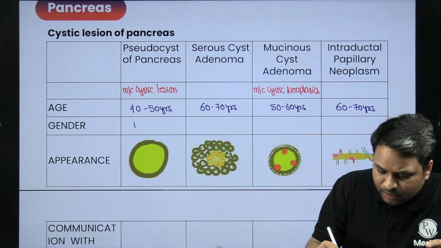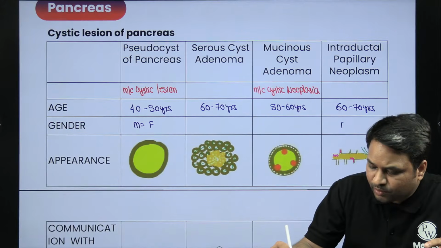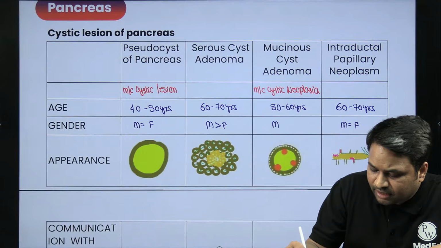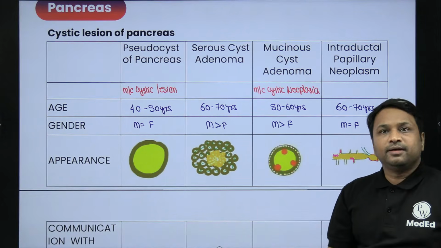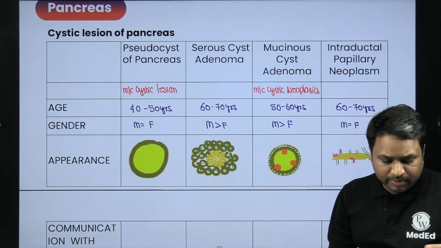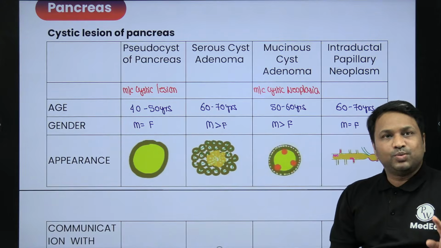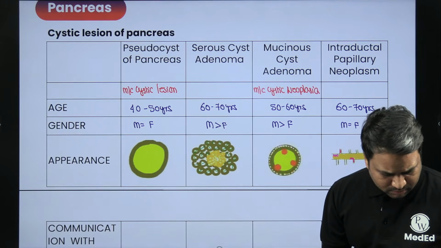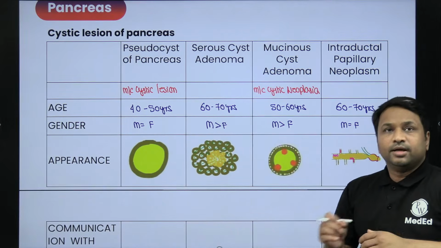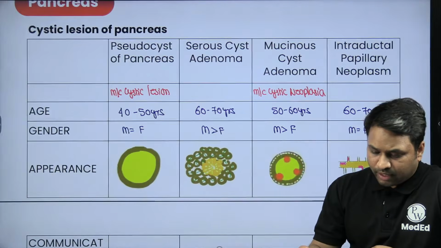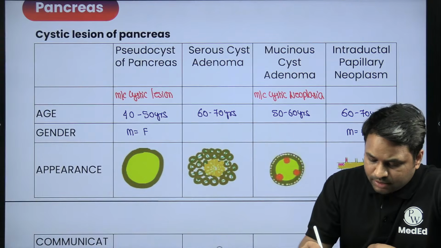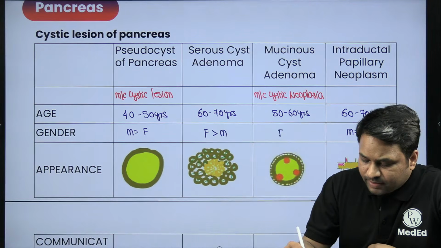Pseudocyst of the pancreas is equally seen in males and females. IPMN is also equally seen in males and females. The serous cyst and the mucinous cyst are more commonly seen in males when compared to females. Now, the appearance is very important in terms of the cystic lesion of pancreas. Okay, sorry, small correction here. These two are more common in females, not males. So these two disorders are more common in females when compared to males.